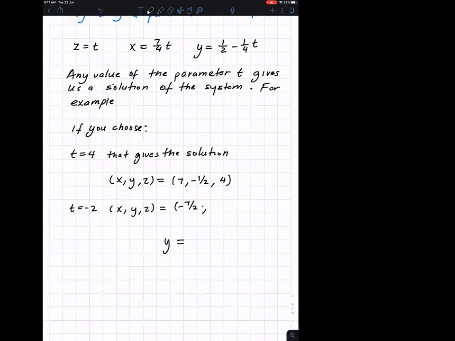Y is equal to what? Yenda, y is equal to? Y is equal to 1. Okay, 1 half minus 1 over 4 times minus 2, so plus 2 over 4 is equal to 1 over 2 plus 1 over 2, which is 1. Very good.